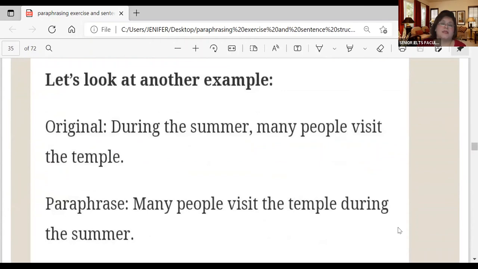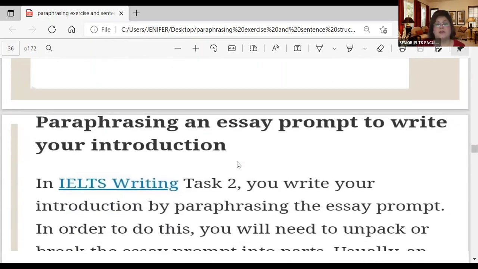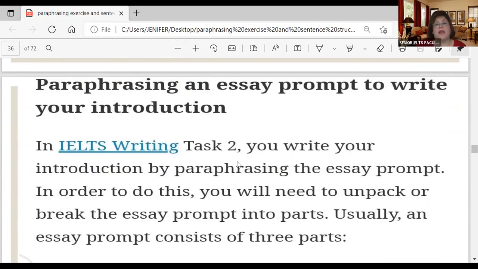Let's look at another example. During the summer, many people visit the temple. Many people visit the temple during the summer. See, कैसे चेंज हुआ और कितना खूबसूरत लग रहा है. Paraphrasing an essay. Sorry, this has been done.